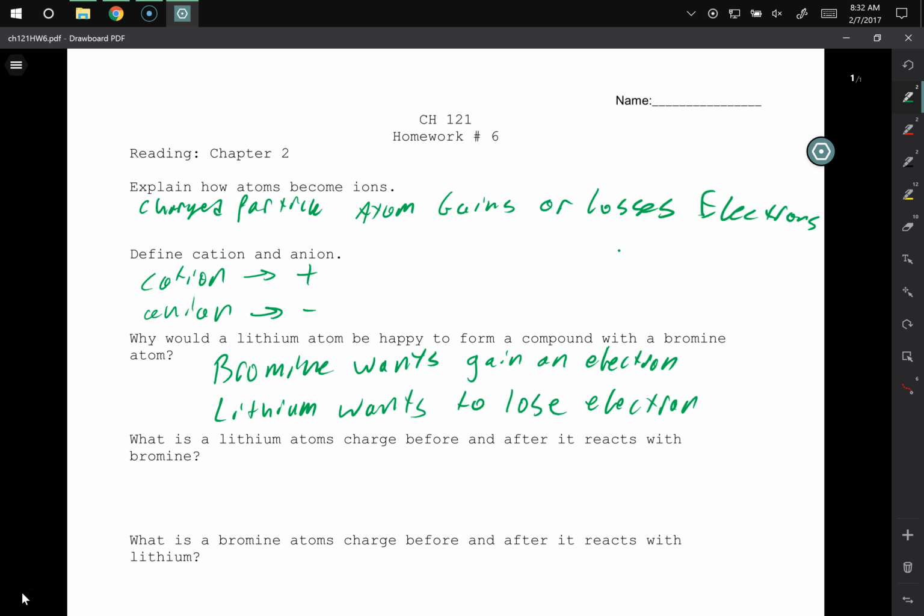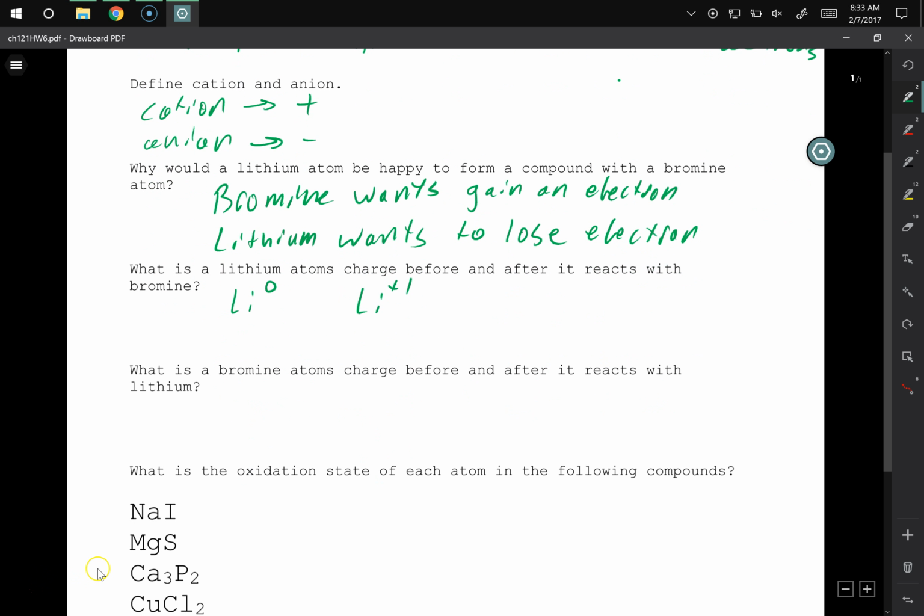So before the reaction, what's lithium's charge? 0. And then after the reaction? +1. And then the bromine? And after? -1. All right with that?